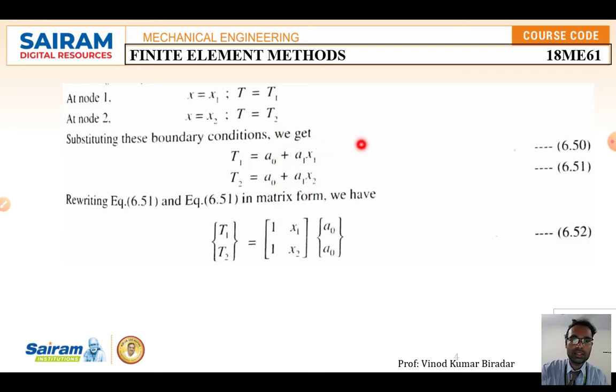So for these two equations, if you write them in matrix form: T1, T2 equals the matrix with rows 1, x1 and 1, x2, times the generalized coordinates a0, a1. Even if you multiply this out, you are going to get the same equations. Give this equation number 6.52.